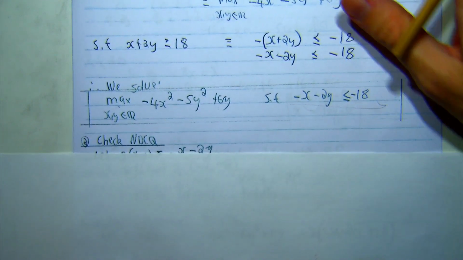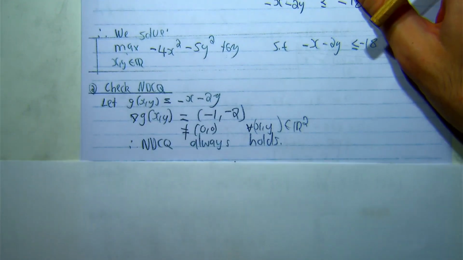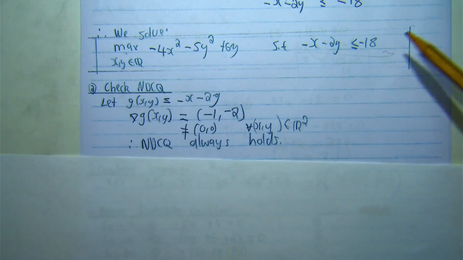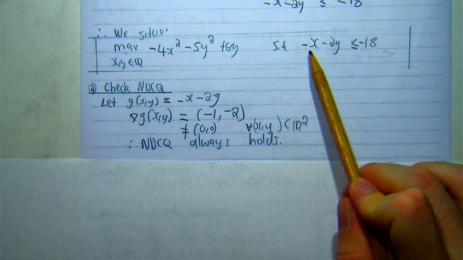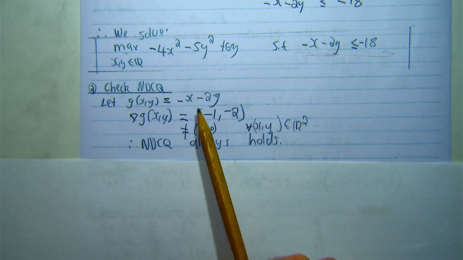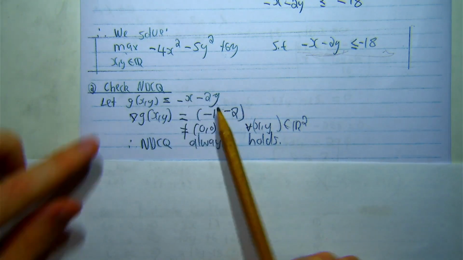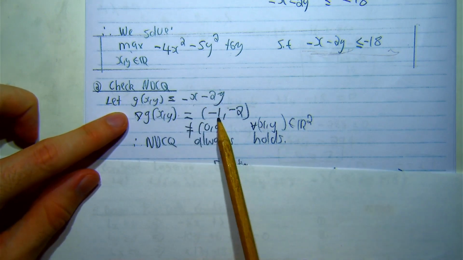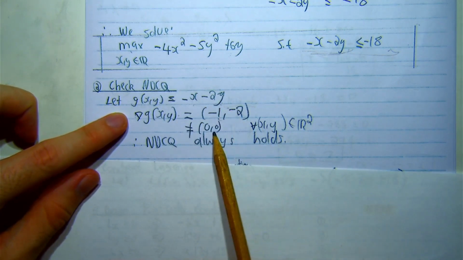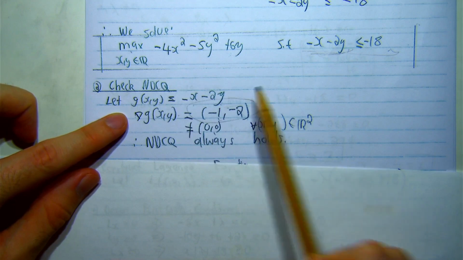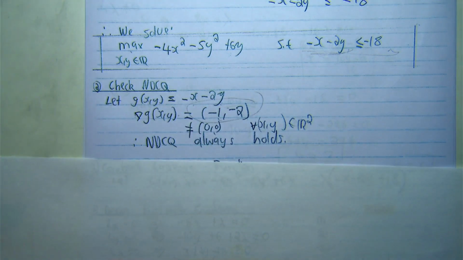Okay, step 2, check the NDCQ. So because we have one constraint, we can work out the gradient vector of our constraint function. In this case, it's just minus x minus 2y, and that's the constraint function. And then the gradient vector of this is minus 1, minus 2. That's never 0. So as the only constraint grad vector, it's always linearly independent to itself. Therefore, the NDCQ always holds.